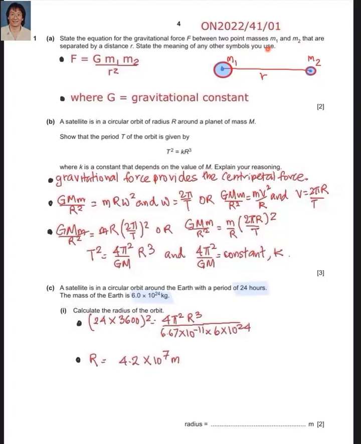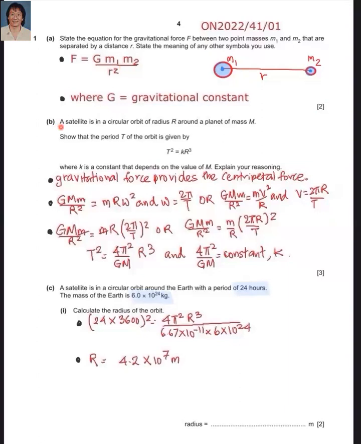We need to know that the gravitational force of attraction between M1 and M2 is directly proportional to the product of the masses and is inversely proportional to the square of their separation. Therefore, the gravitational force of attraction between 2 objects is equal to G M1 times M2 divided by R squared. The only constant which is not mentioned in the question is G, so you must say that G is the gravitational constant. So this is how you get the 2 marks.